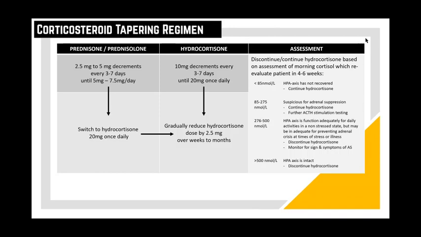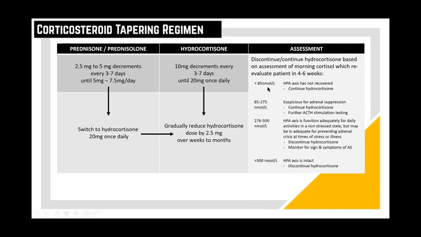Once they reach 20 mg of hydrocortisone daily, they need to gradually reduce the dose by 2.5 milligram over weeks to months. So let's say they already reached 20 milligrams. The next week they need to reduce 2.5 milligram, so they receive 17.5 milligram. For the following week they will receive 15 milligram per day. To make sure whether they can discontinue or continue the hydrocortisone drug, it's based on the assessment of morning cortisol, which re-evaluates this patient every 4 to 6 weeks.